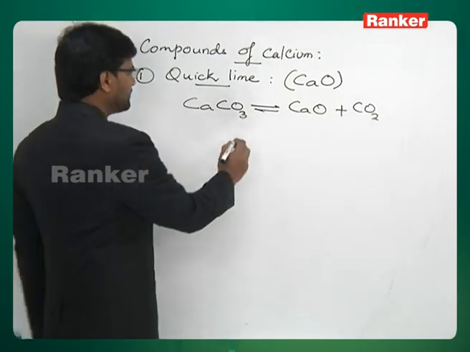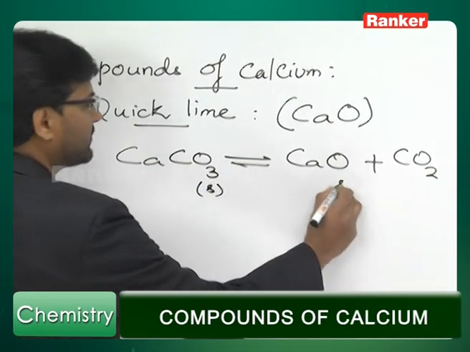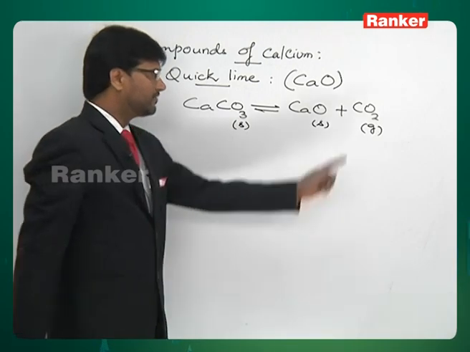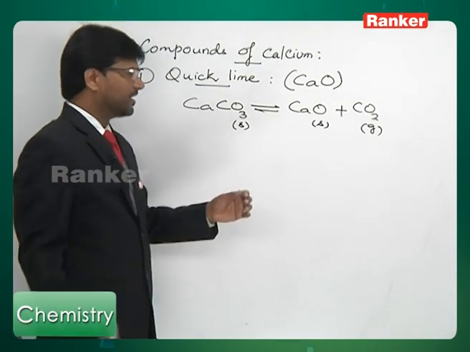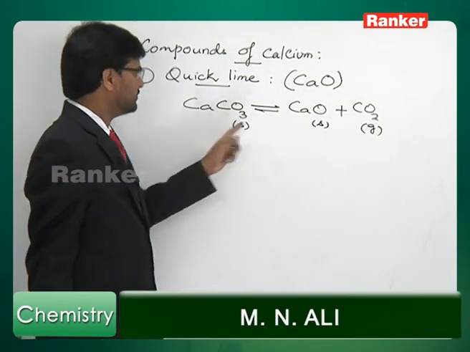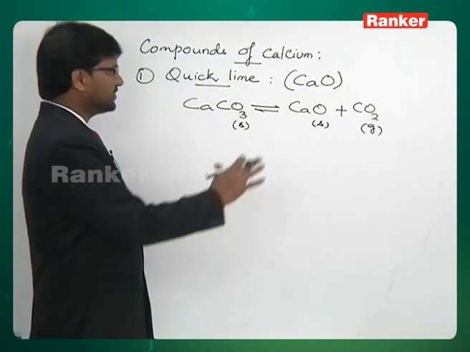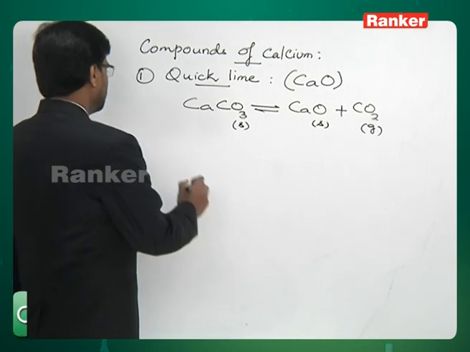So the best way is to exploit the fact that these two substances are solids and carbon dioxide is a gas. Allow carbon dioxide to escape out. When carbon dioxide comes out, this reaction can be driven in the forward direction. So this is how quicklime is obtained.